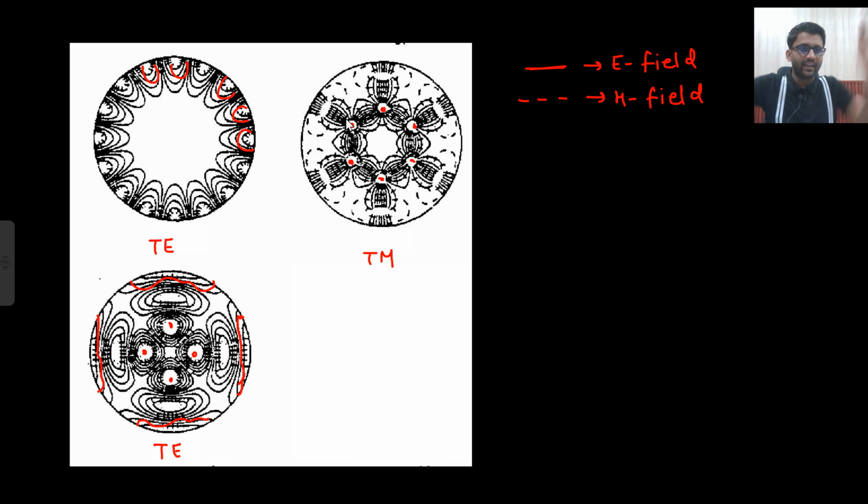In TM, the field lines are getting out. Here there could be confusion. But if I take this as a dot, then there is circulation around this dot. Field lines are not spreading out. Are you getting this point? Okay. So this is your TE mode only.